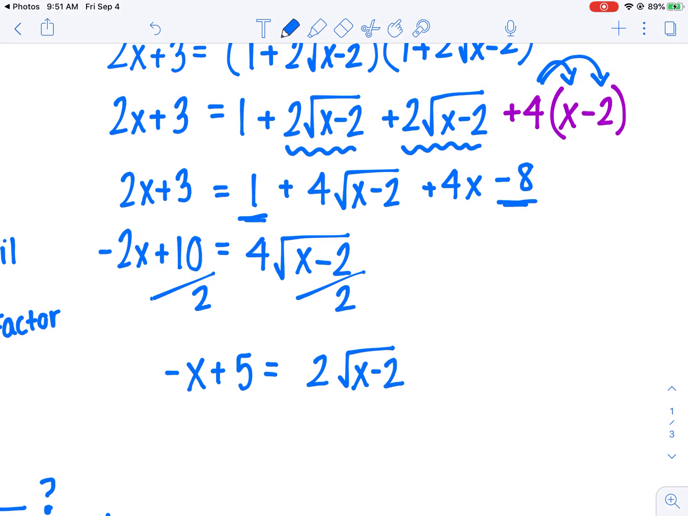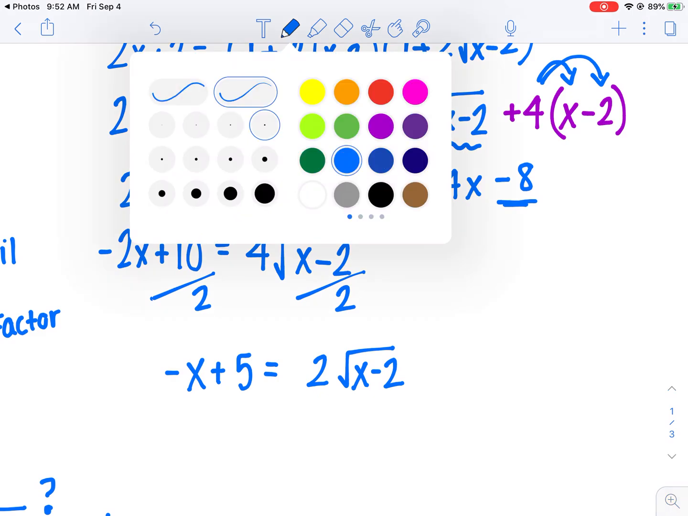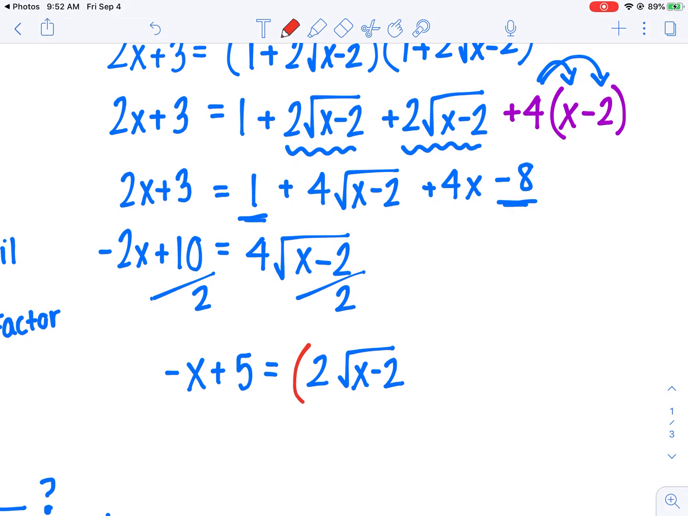This step is truly optional, the dividing by 2. You could divide by 4, but I don't want to have a fraction on the left side. If you leave the 4, it would be the same exact problem. Notice here, we're going to have to do the same thing anyways. You have a square root, so I'm going to square both sides to get rid of that. You just can't forget that there is a 2 in front. That also needs to be squared.